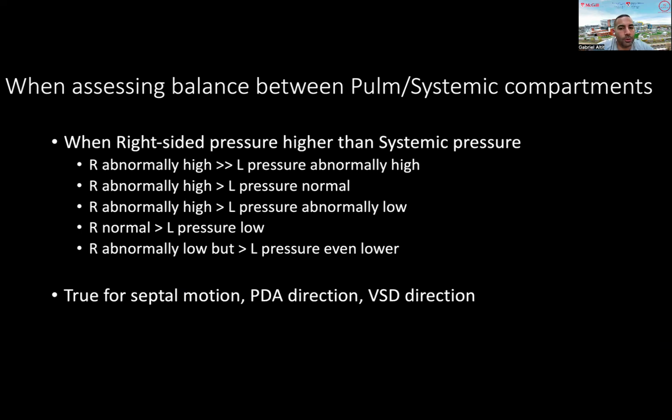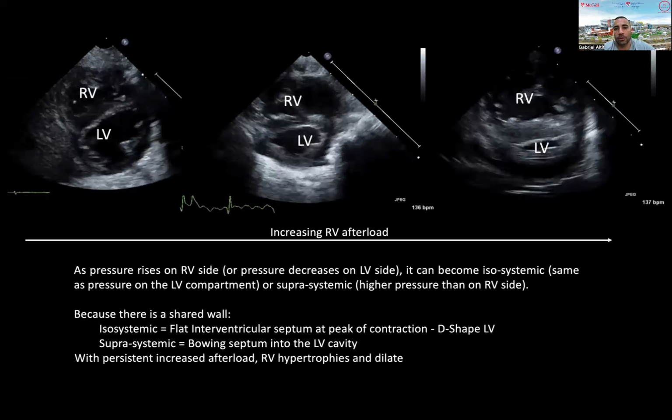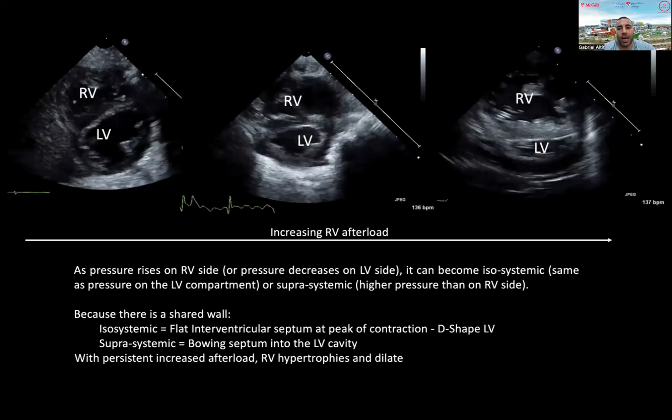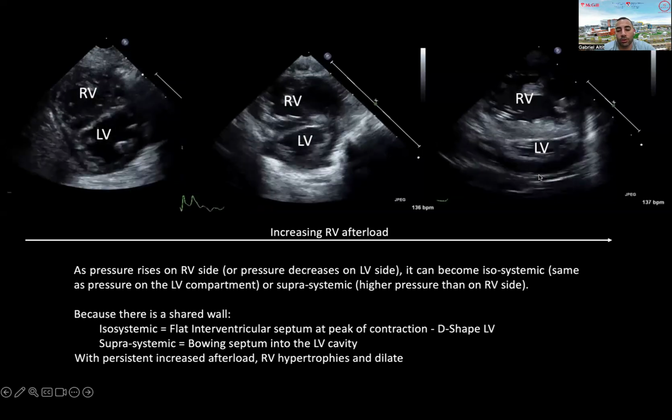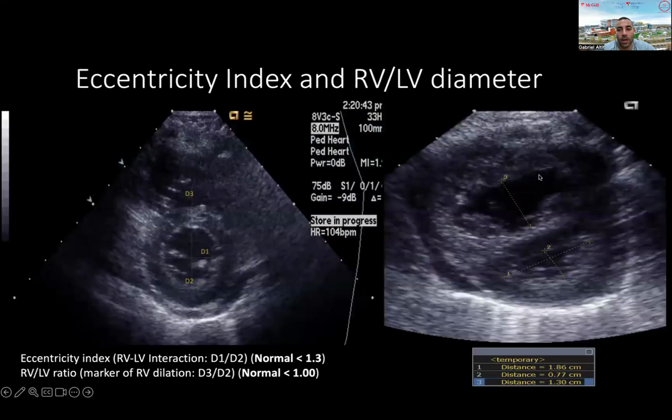And that's true when you interpret septal motion, PDA direction, or VSD direction in systole. And that's an example of the continuum of increasing RV afterload and pancaking eventually of your left ventricle because the two ventricles are actually interconnected.